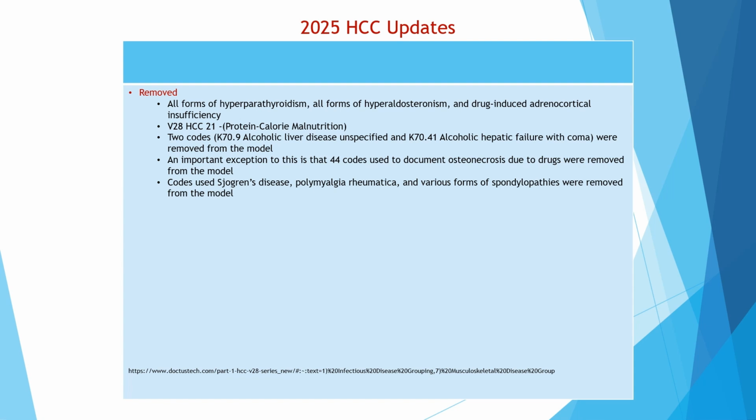An important exception to this is that 44 codes used to document osteonecrosis due to drugs were removed from the model. Codes used for Sjogren's disease, polymyalgia rheumatica, and various forms of spondylopathies were removed from the model.